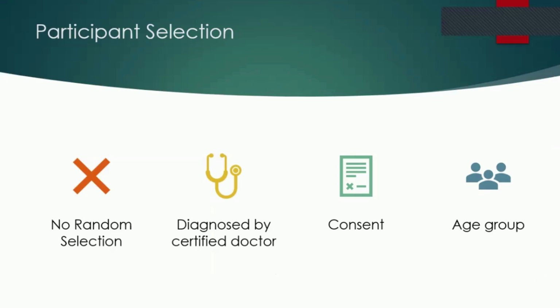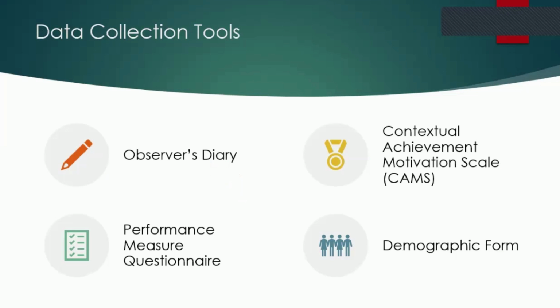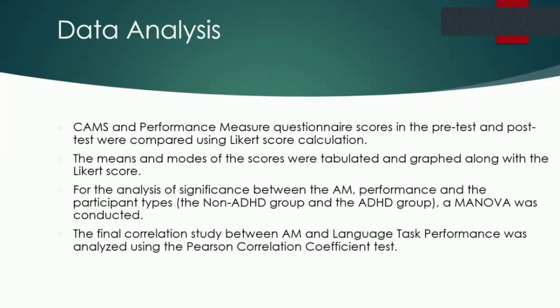Participant selection: there was no random selection. All of them were diagnosed by a certified doctor. Consent was taken from the participant, the parent, and the teacher, and they all fell under the same age group of 7 to 9. The data collection tools used by me were an Observer's Diary, a performance measuring questionnaire for measuring their performance in the language task, a contextual achievement motivation scale for measuring their level of achievement motivation, and a demographic form for collecting their regular details when they enrolled in the school.